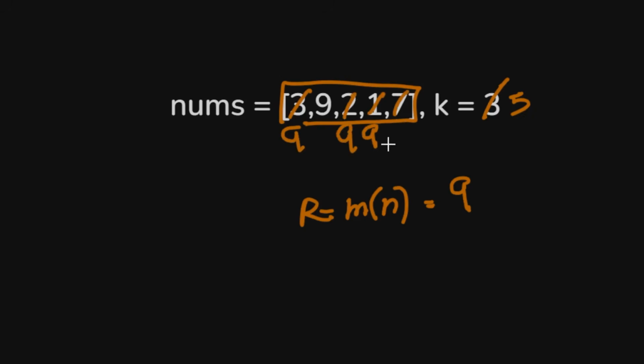Maybe you're thinking that this is wrong because we are repeating elements. We don't care about this because n is equal to k. We are looking at only one subarray. Number 9 is the maximum number that appears in only one subarray of length 5. So this is the result.